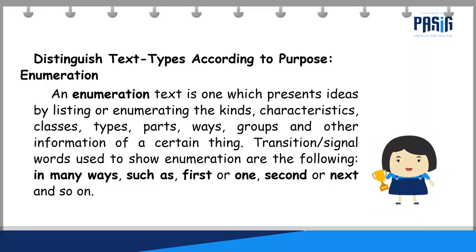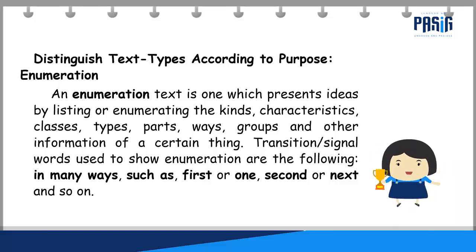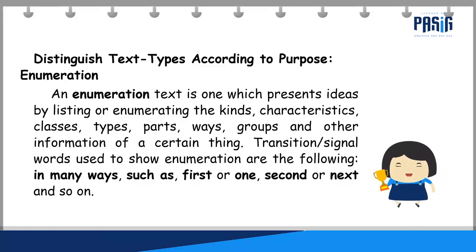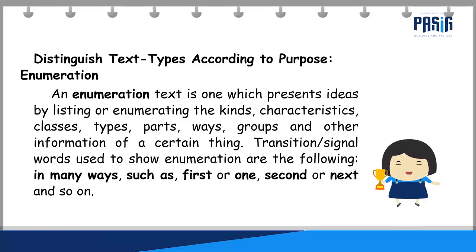An enumeration text is one which presents ideas by listing or enumerating the kinds, characteristics, classes, types, parts, ways, groups, and other information of a certain thing. Transition signal words used to show enumeration are the following: in many ways, such as first or one, second or next, and so on.